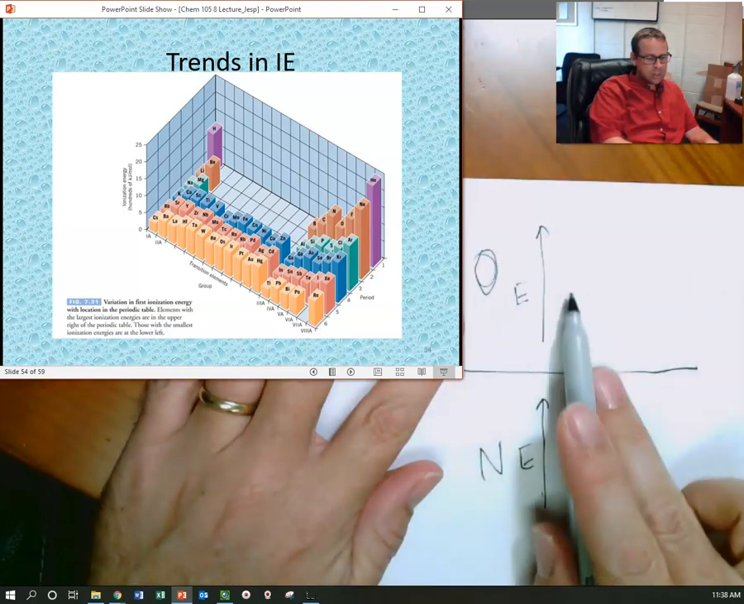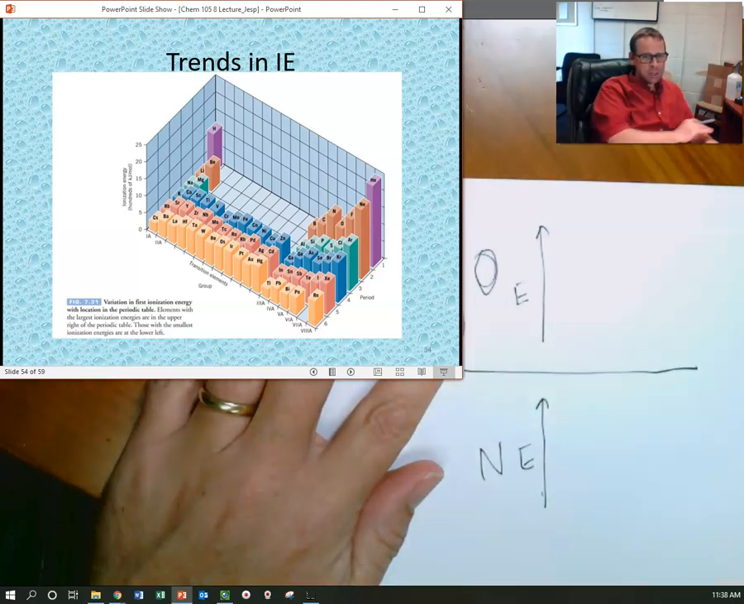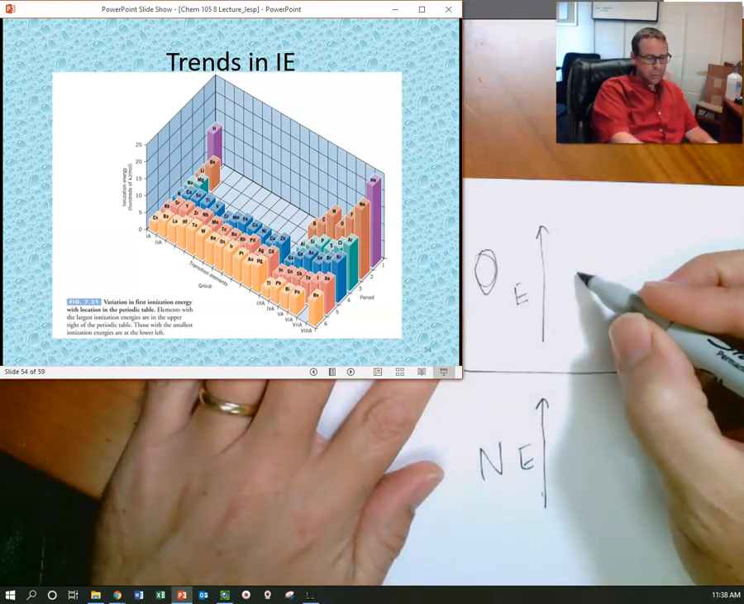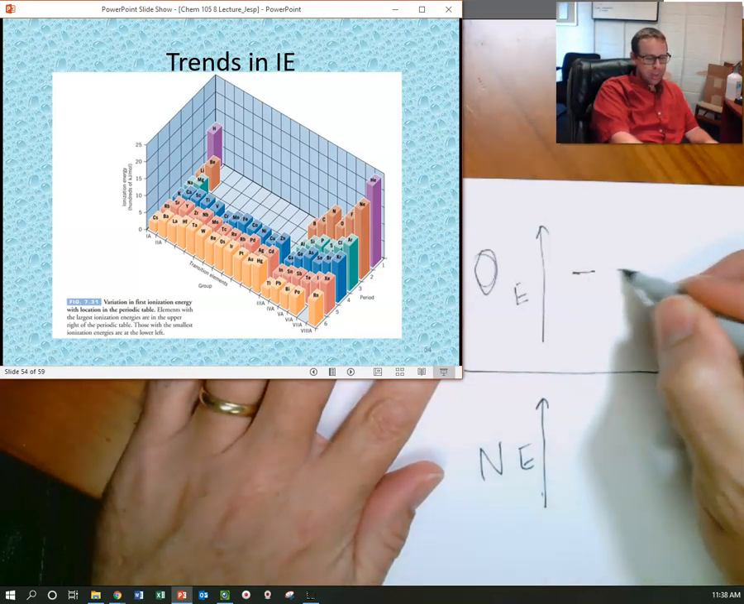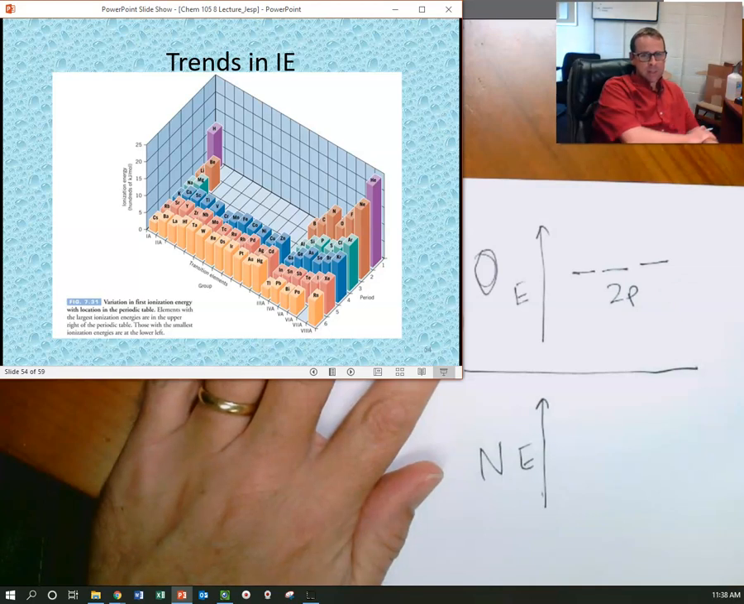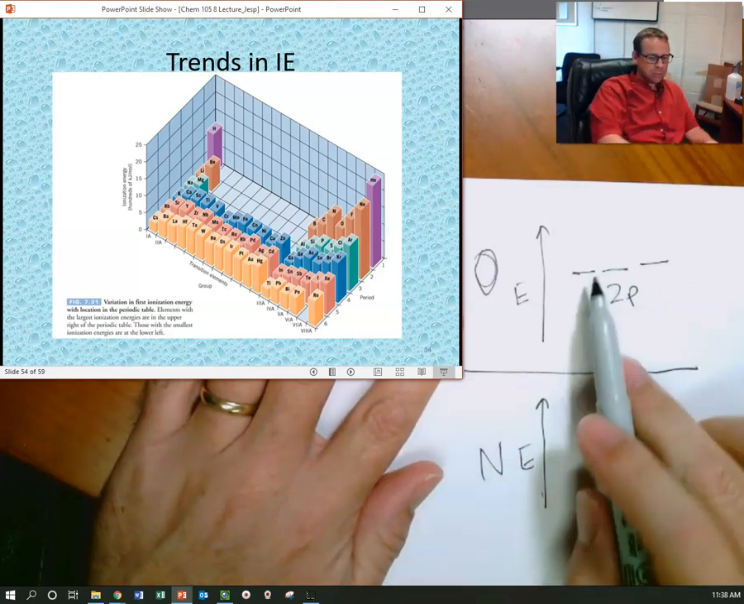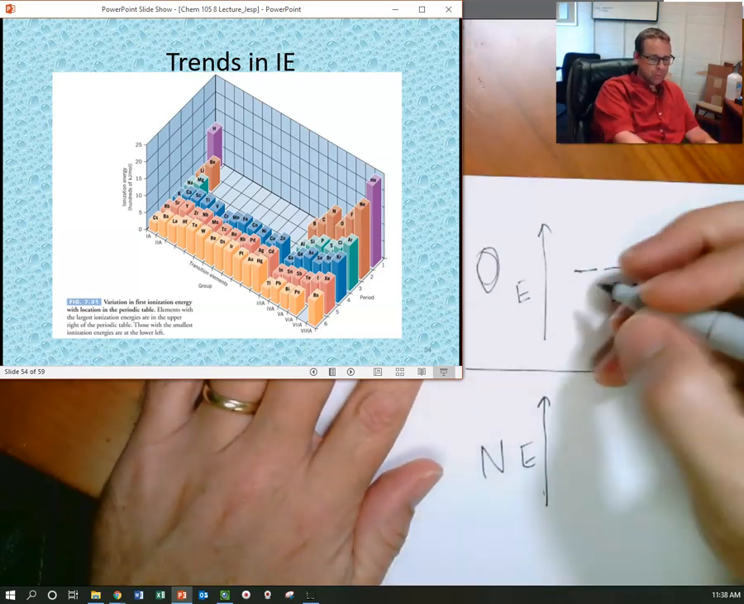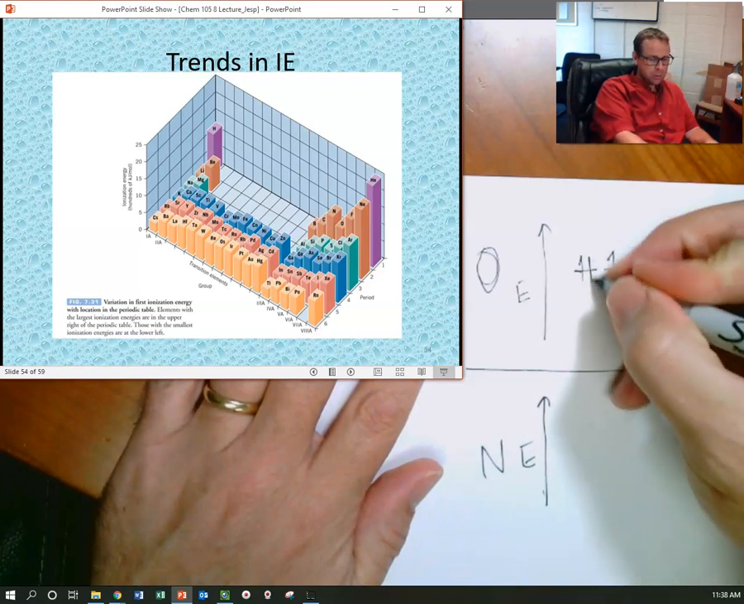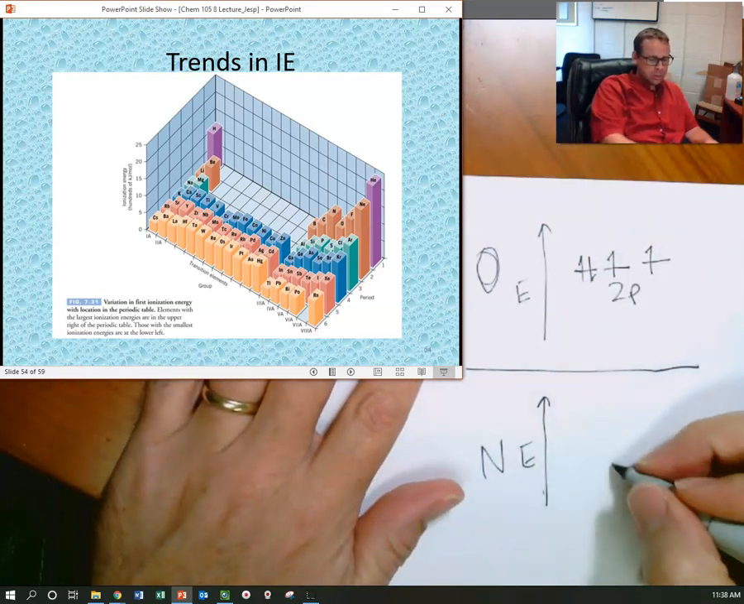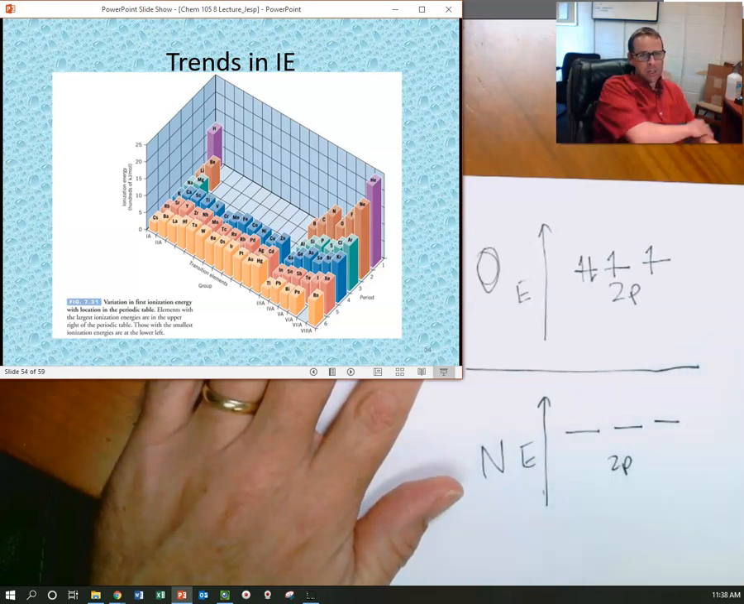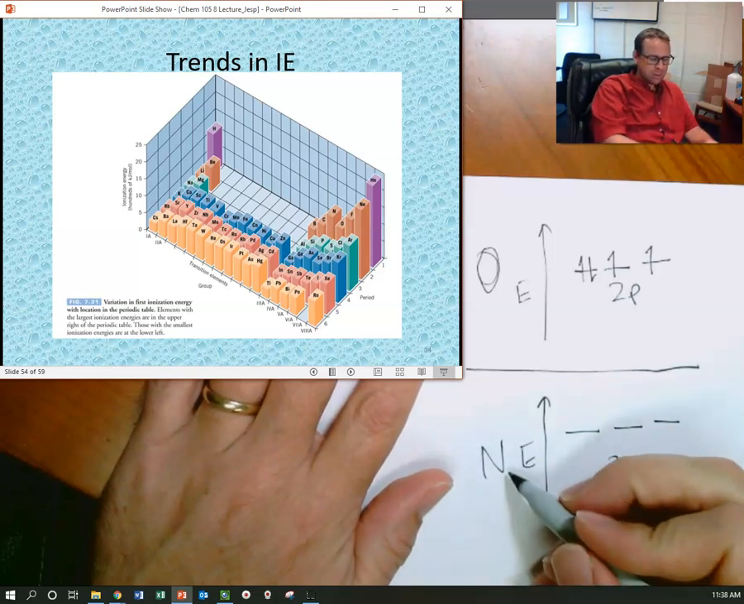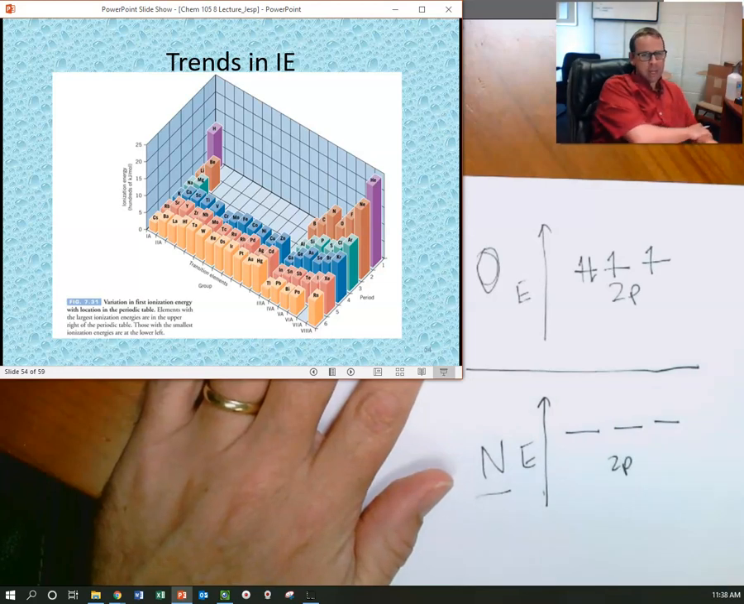What subshell are we looking at when we're talking about oxygen here? What subshell should we be interested in? 2p. And that's right, because that's the one where the electron's going to be pulled from. So for oxygen, how many electrons in that 2p? 4. 1, 2, 3, 4. For nitrogen, same one, right? How many unpaired electrons are in an atom of nitrogen?